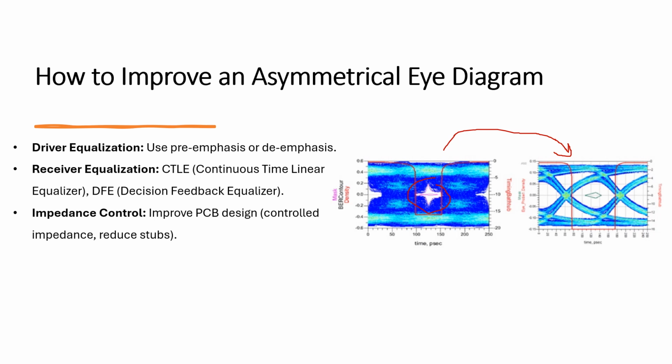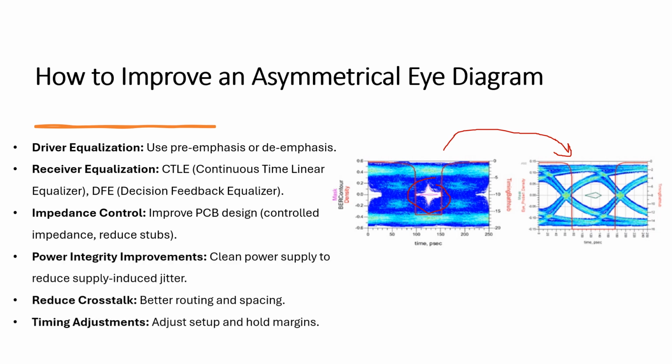The second most important thing to improve the asymmetry of an eye diagram is impedance control. If there is no impedance mismatch throughout your channel, then there will be a better eye opening that you are going to see. Then comes the power integrity improvements. If your power delivery network is properly made, and your VRM, as well as your decoupling capacitors, are being properly added, in that case, that will definitely improve your eye diagram, and you will see a symmetrical eye at the end. That will be an open eye.